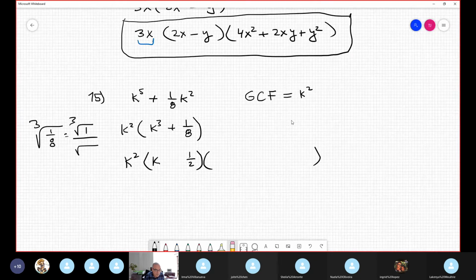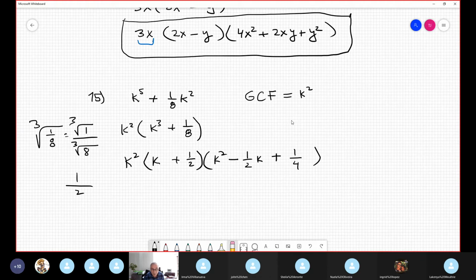It's a fraction. This is confusing? No, it's not confusing. The cubic root of 1 is 1, and the cubic root of 8 is 2. That's 1/2. A plus here. Now, square this guy. Minus, multiplication of both, which is 1/2 K, plus square this, which is 1 over 4. And 1/2 squared is 1 over 4.